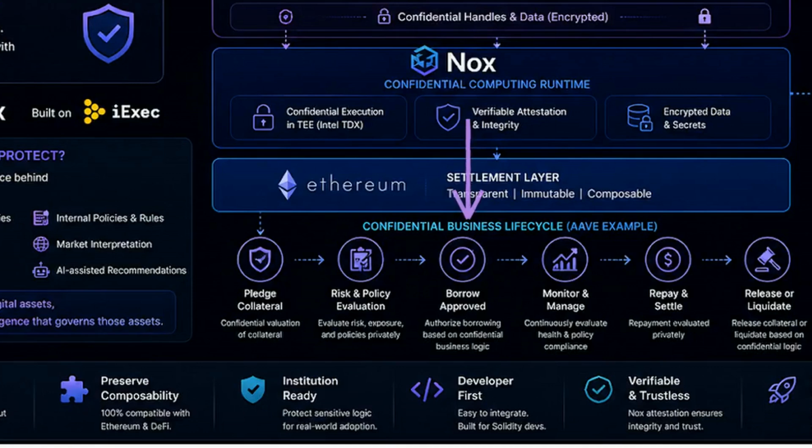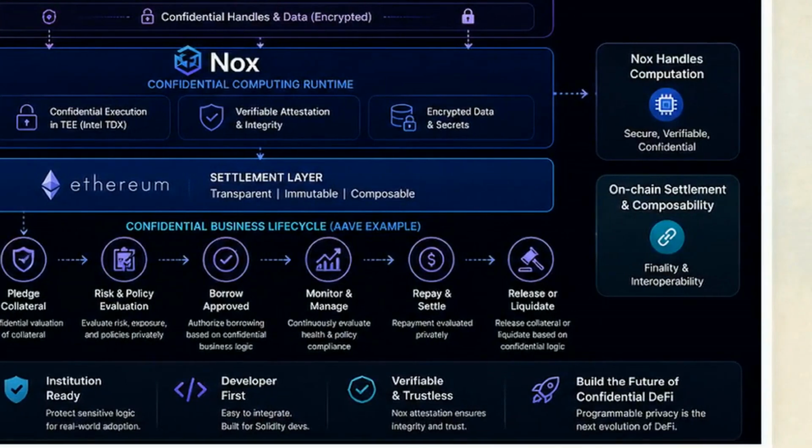This proof triggers the on-chain loan approval. The smart contract authorizes the borrow action based on the verified off-chain result. To the public ledger, only the approval and the proof are visible. The internal logic used to reach that decision remains opaque. During the term of the loan, the system continuously monitors the position against the institution's internal rules. Because these monitoring thresholds are private, market participants cannot see the exact point at which a liquidation might be triggered.